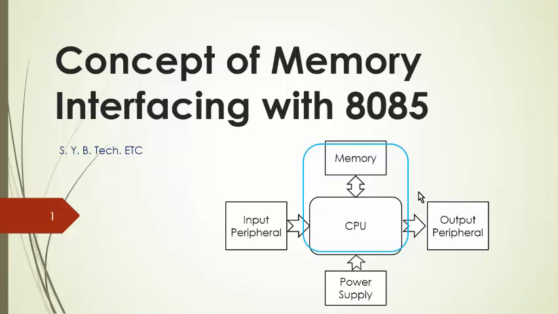Dear students, in this video lecture we are going to discuss the concept of memory interfacing with 8085 microprocessor. This typical block diagram we have already discussed, that is microprocessor based system which consists of the input peripheral, output peripheral, memory element and power supply. So in today's lecture we are going to discuss how to connect or how to interface the memory device or memory element or memory IC with 8085 microprocessor.